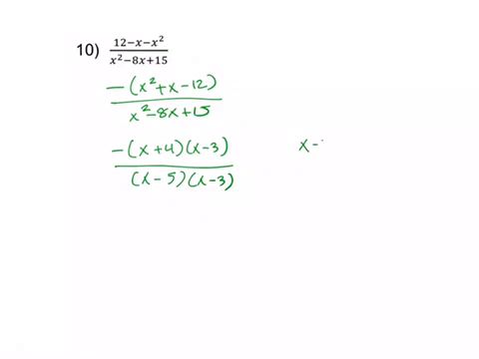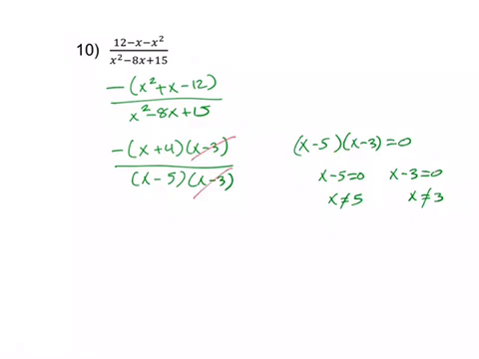Before simplifying, I'm setting my denominator equal to 0. x minus 5 equals 0, x minus 3 equals 0. So x equals 5, x equals 3, so x cannot equal any of those two numbers. And now I'm just simplifying x minus 3 with x minus 3. So I have negative x plus 4 divided by x minus 5, and I'm going to distribute that negative. So negative x minus 4 divided by x minus 5. And that's it.